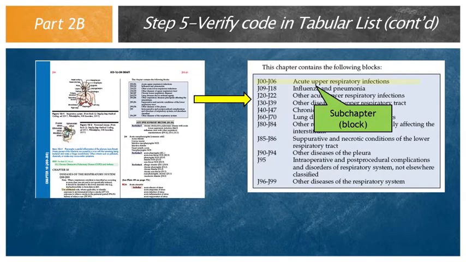You should have turned to Chapter 10, Diseases of the Respiratory System. All chapters are divided into subchapters, also referred to as blocks. The first page of each chapter has a table which includes the list of blocks. The blocks are a range of codes with a similar diagnosis. For example, block J00 through J06 have codes that describe acute upper respiratory infections.